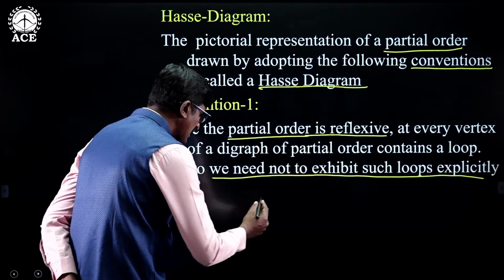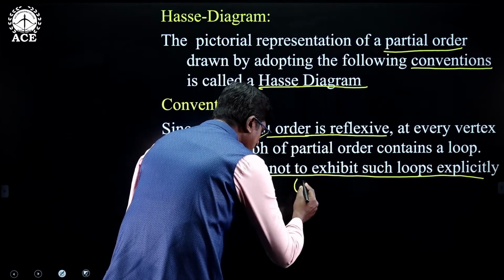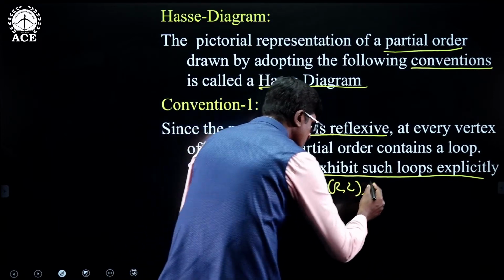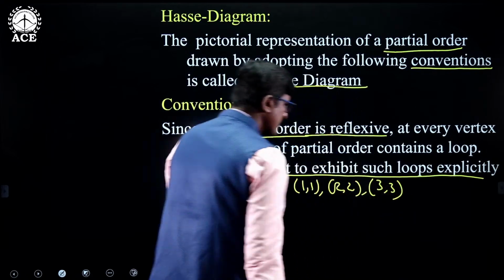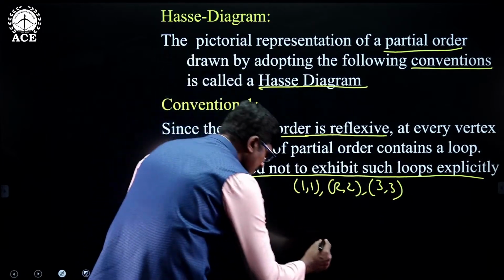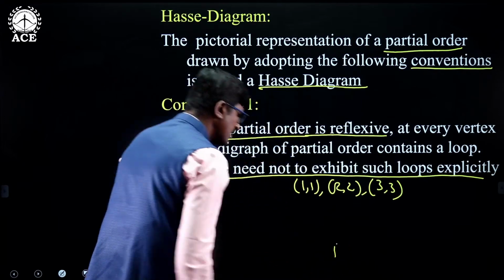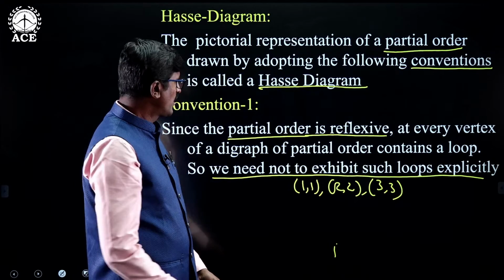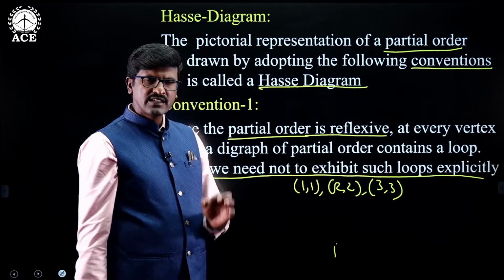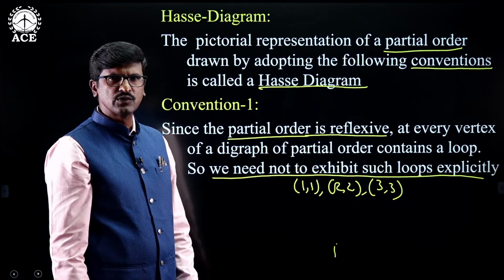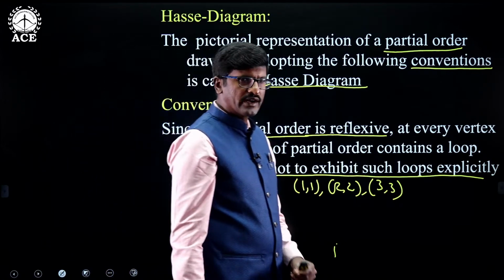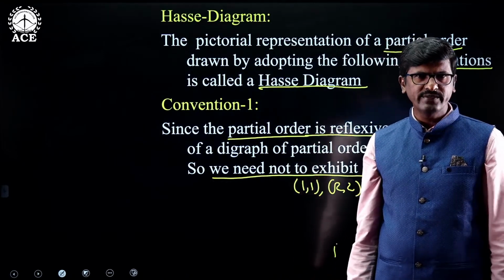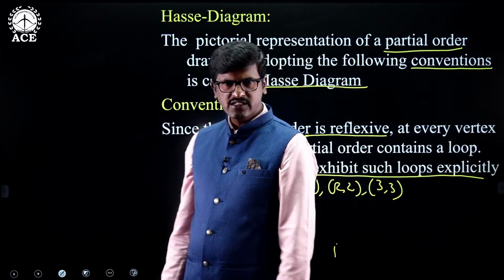For example, if there are ordered pairs like 1,1, 2,2, 3,3, then these ordered pairs will be represented with only dot 1. Dot 1 means you must understand that there is a loop at 1. So the first convention says that since the partial ordering relation is reflexive, reflexive is nothing but at every vertex there is a loop, you are not going to exhibit those loops explicitly. That is convention number 1.